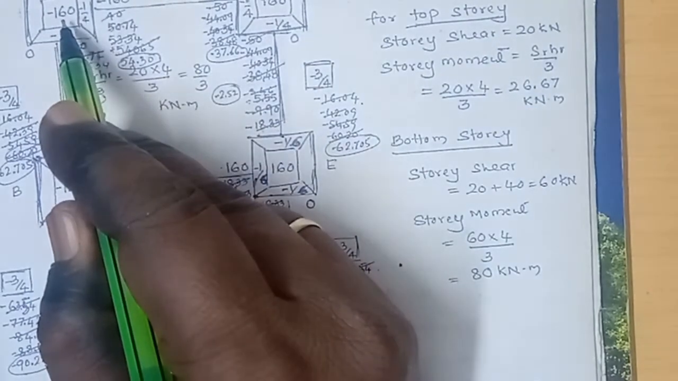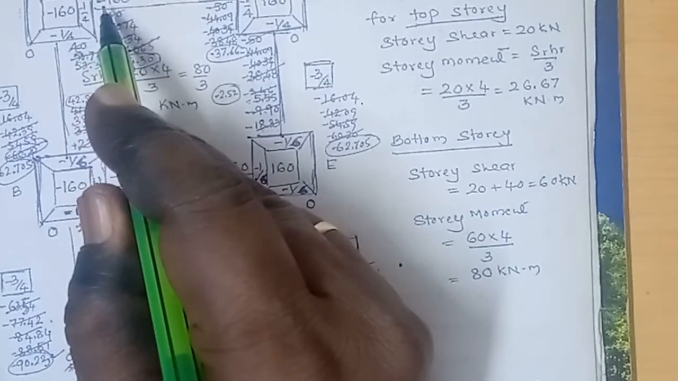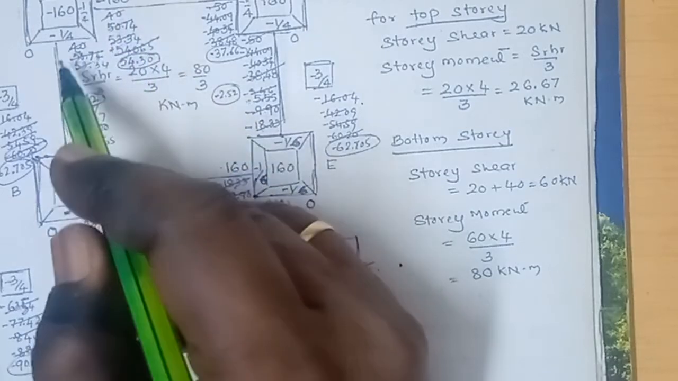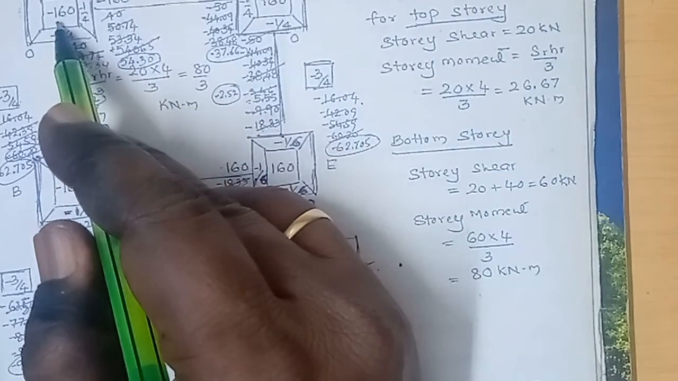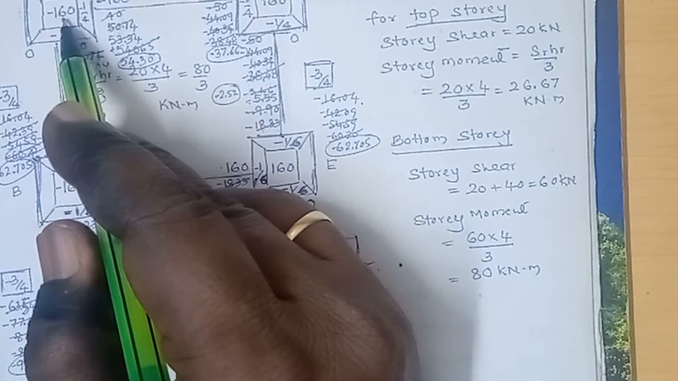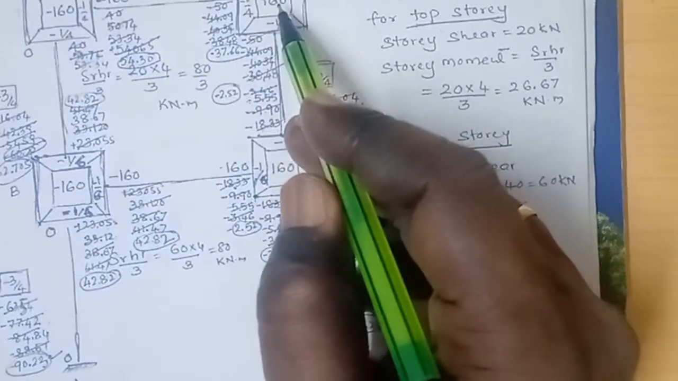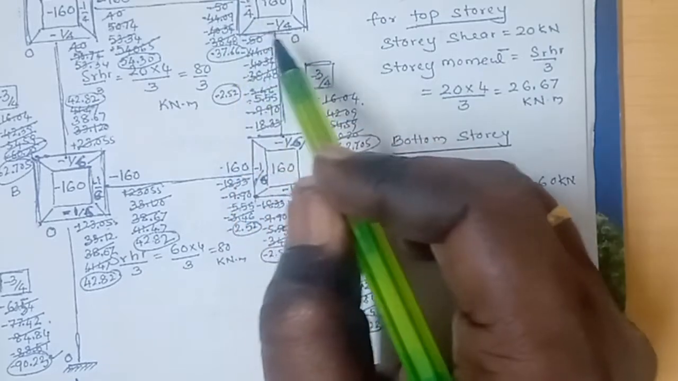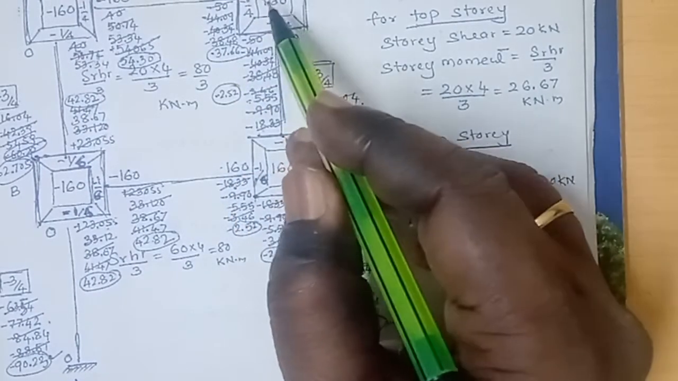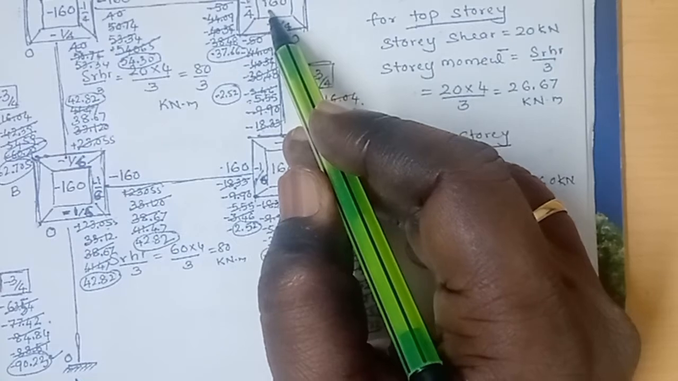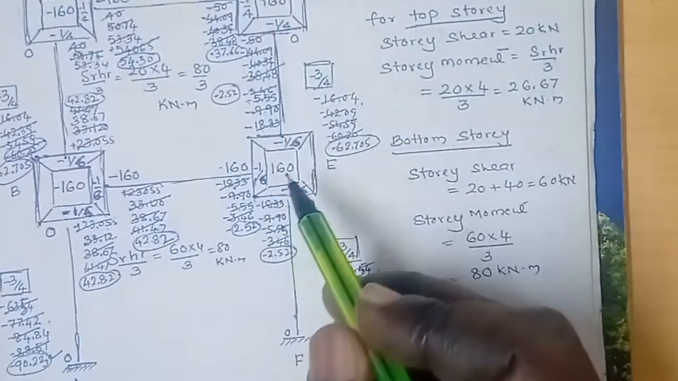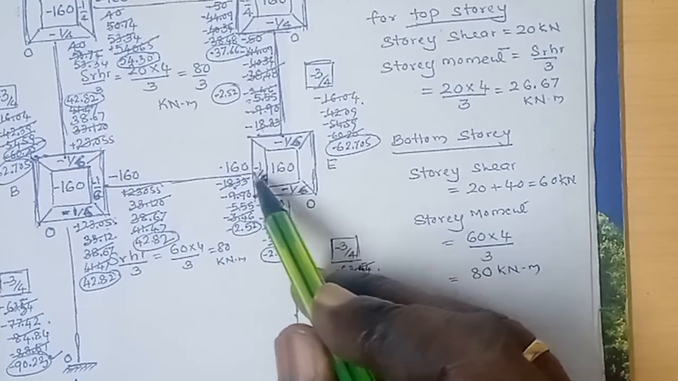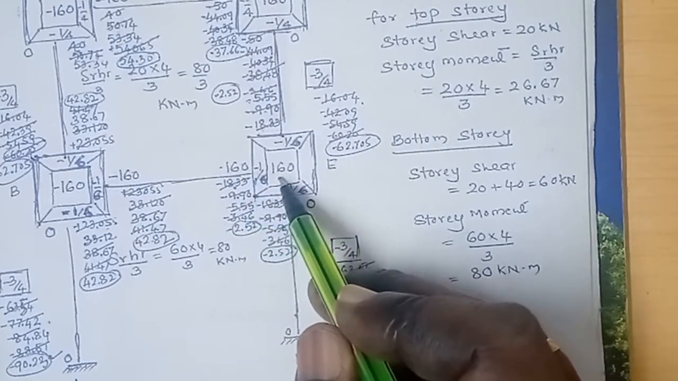Similarly, at joint C, the fixed end moment for the horizontal member is minus 160. For the vertical member it is 0. Hence the sum of the fixed end moment is minus 160 here. Similarly, at D, the horizontal member fixed end moment is 160, vertical member 0. Therefore, the sum of the fixed end moment is 160. You have to write it here. Then at the last joint E, the sum of the fixed end moment at this joint is also 160.